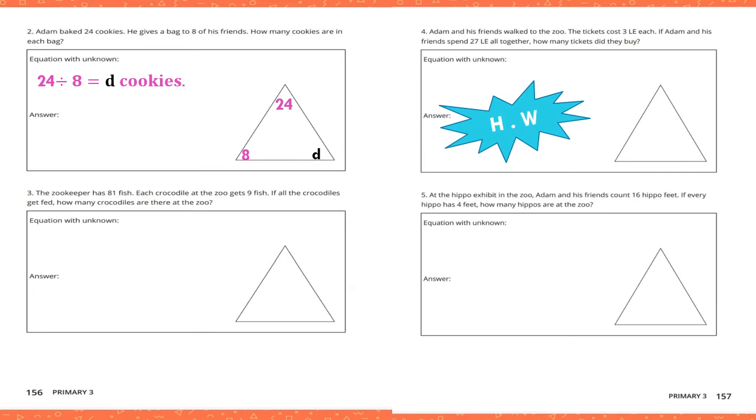D is the unknown number. So, 24 divided by 8, it's like what times 8 equals 24? 3 cookies.